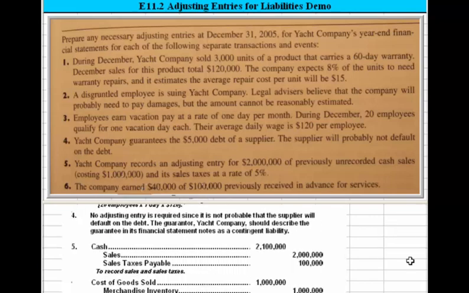Okay, so what we're doing on number 5 is we're going to record the sales and the sales tax. So the cash amount that we receive is actually the sum of the sales that we recorded, the $2 million, and they've told us it's unrecorded, so we need to make sure we get that recorded.